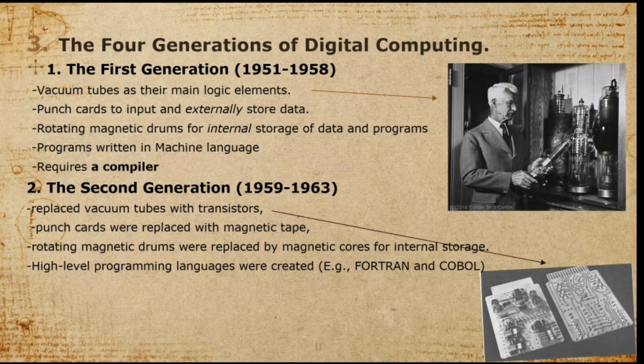The second generation was from 1959 to 1963. This time, they replaced the vacuum tubes with transistors. Punch cards were also replaced by magnetic tape. Rotating magnetic drums were replaced by magnetic cores for internal storage. High-level programming languages were created. They used transistors because transistors are much more durable than vacuum tubes, much smaller, and need much less voltage than tubes in order to function.